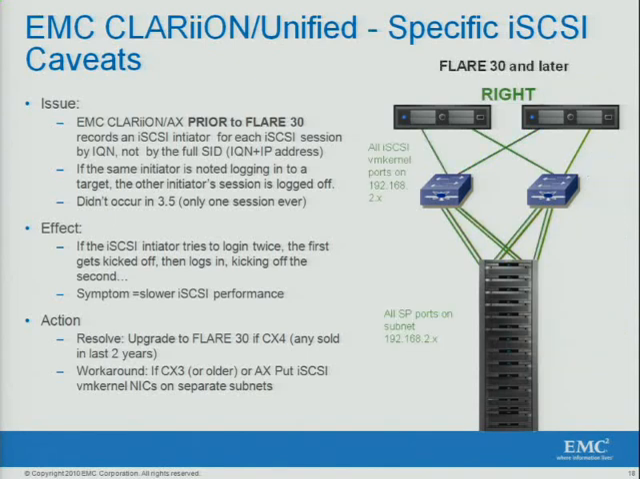The good news is Flare 30 is GA, and Flare 30 fixed the bug. You can put them all on a single subnet and go at it, and it just works. This bug's been resolved. While we don't have this on the slide, I do want to share that there are some warts on the NetApp side with this configuration as well, which is, oh wait, we didn't have any. Never mind.